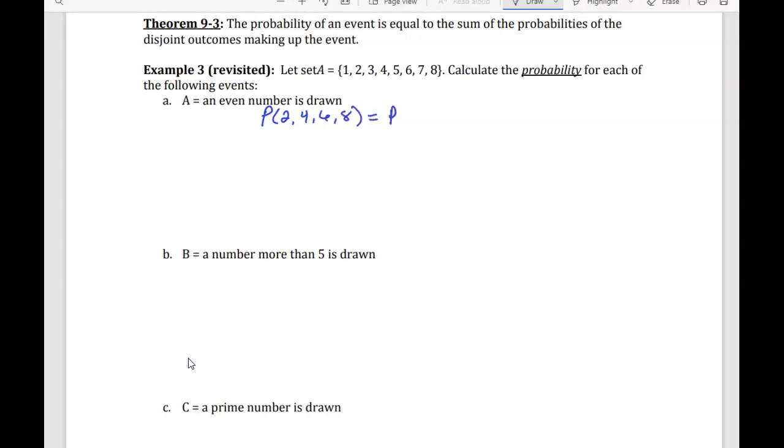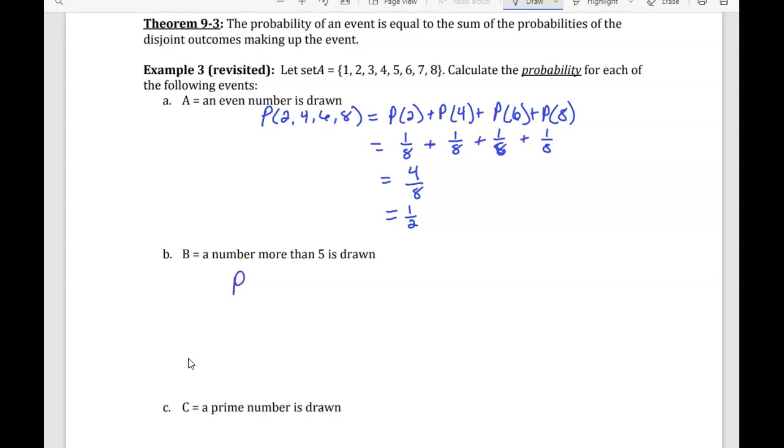Well, that can be thought of as the probability of 2 plus the probability of 4 plus the probability of 6 plus the probability of 8, because these are not overlapping, they're completely disjoint from each other. So the probability of 2 is 1 out of 8. Probability of 4 is 1 out of 8. Probability of 6 is 1 out of 8. And the probability of 8 is 1 out of 8. I add these together, and that will give me 4 out of 8, which is the 1/2 that I got before by just saying, okay, there's 4 out of 8.